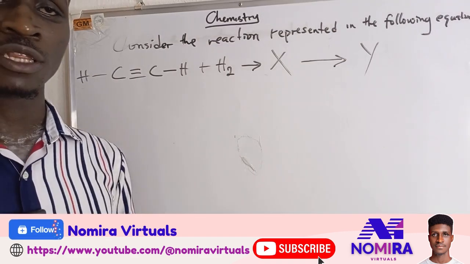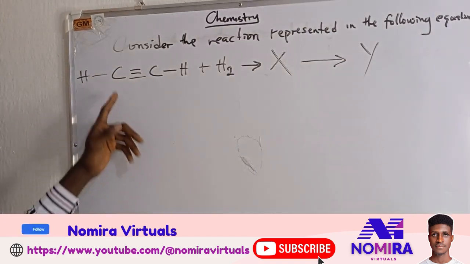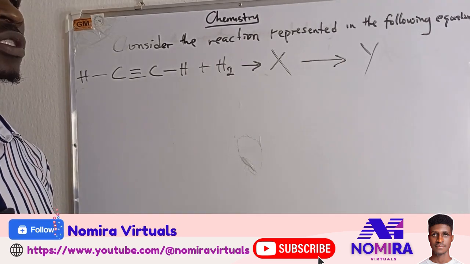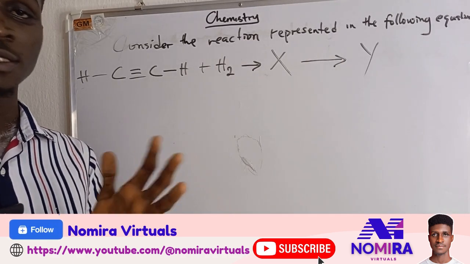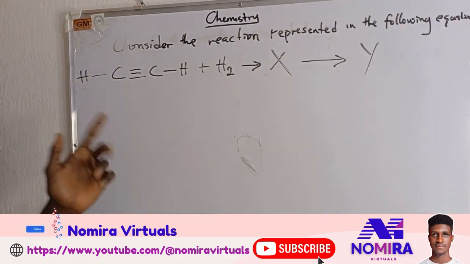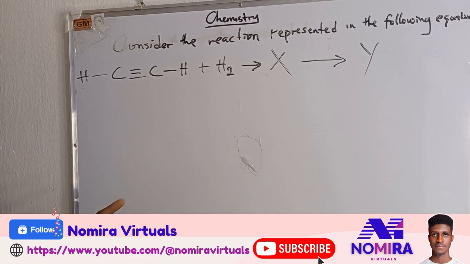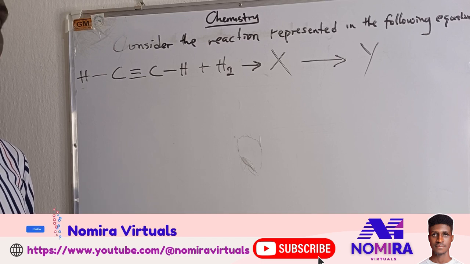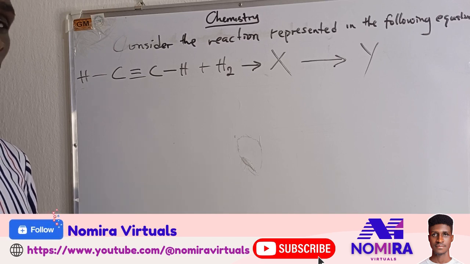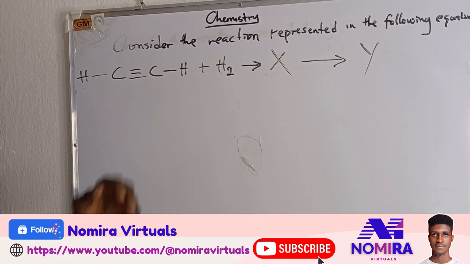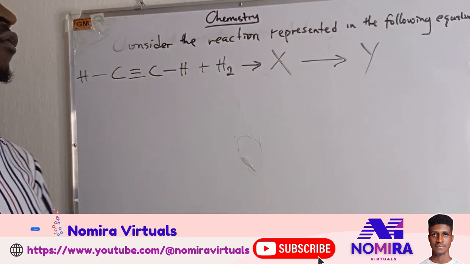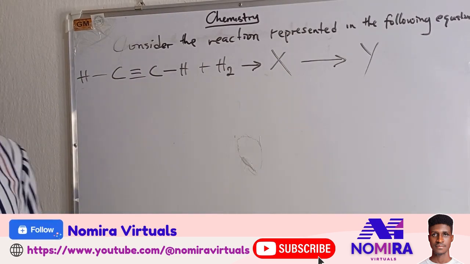addition reaction of alkyne. Alkyne has 3 bonds, and these 3 bonds are made up of 1 sigma bond and 2 pi bonds. Now, what happens is that in the addition reaction, the first reaction will involve the breaking of the first pi bond. 1 pi bond will be broken so that it will give room for addition of what? Hydrogen to form an alkene.